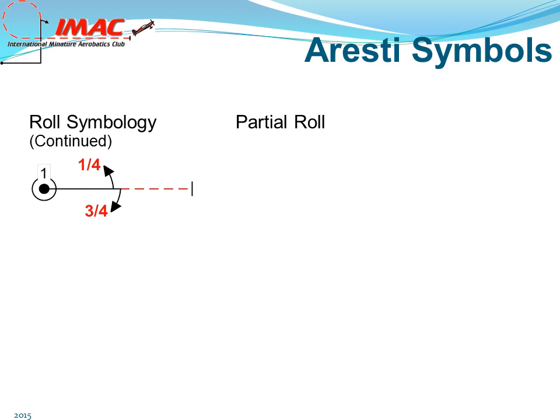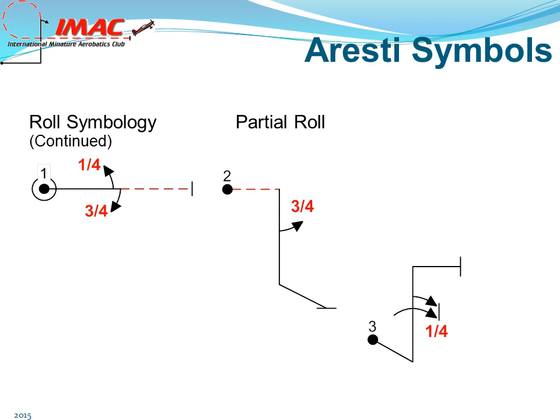Partial rolls are notated by the fraction. Figure 1 is a 1/4 roll, followed by an opposite three-quarter roll. Figure 2 is a down line with a three-quarter roll pulling to a crossbox or Y-axis exit. Figure 3 is a vertical upline with an upright exit on the x-axis.